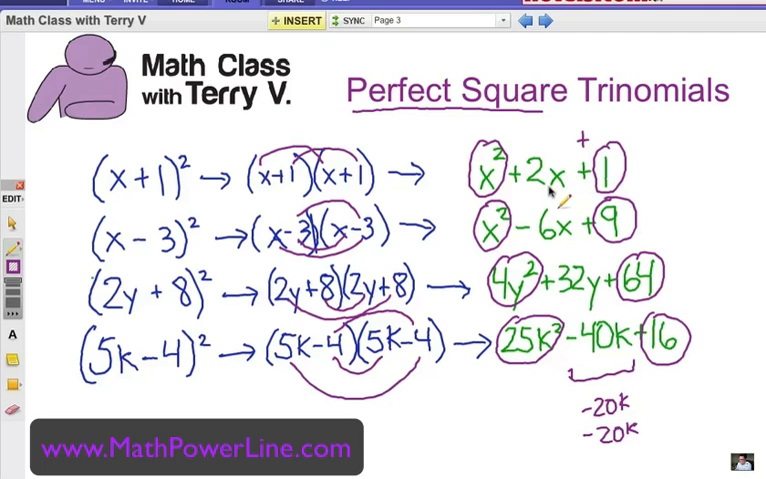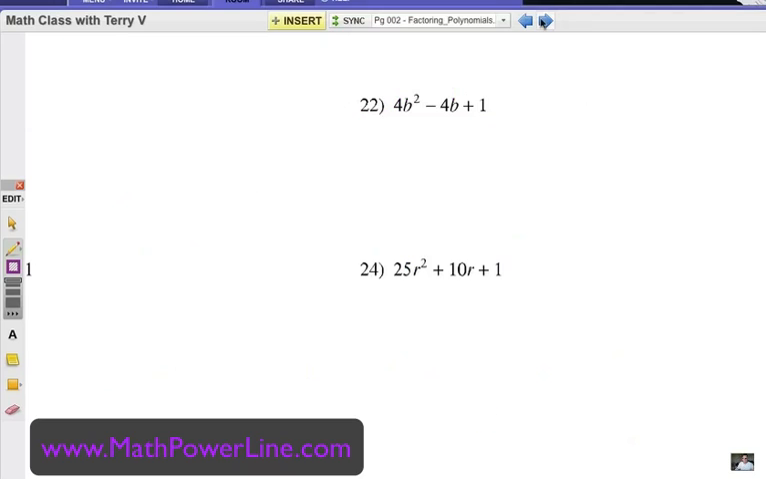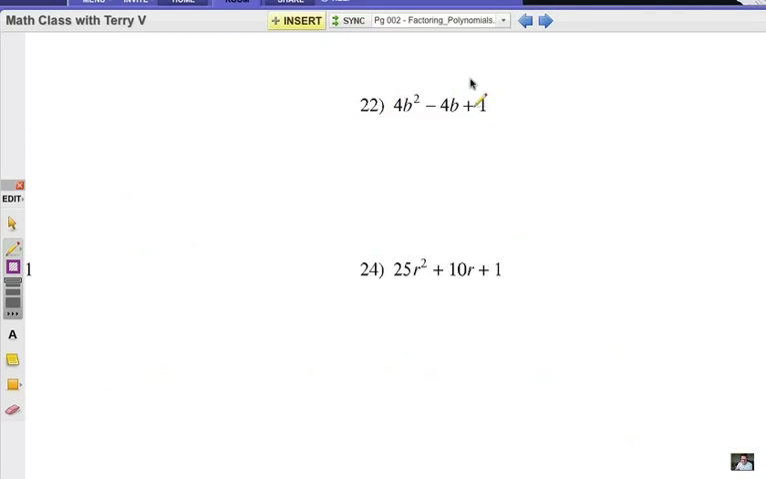The middle term, if you take half of it, is going to be the product of these inside terms here. So if we go backwards, we can reconstruct and figure out how to start with a perfect square trinomial and factor it. Let's look at some examples. On this worksheet I have number 22 showing here, and the first question is: is this a perfect square trinomial? If it is, we can factor it using the pattern I just described.